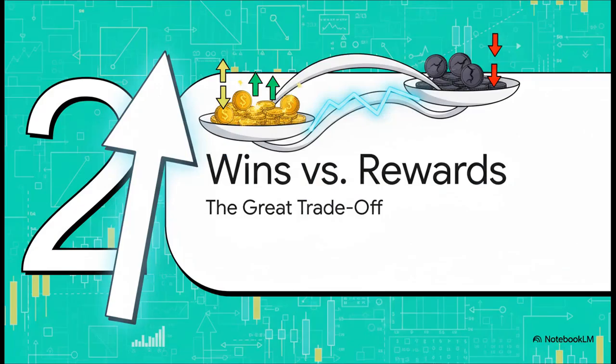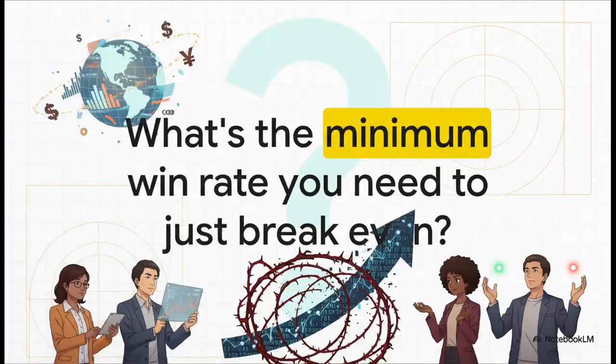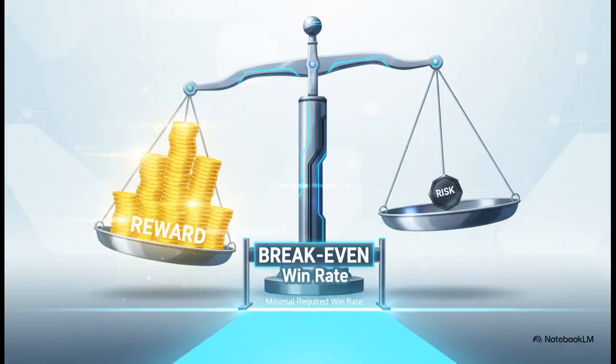So, let's build on that, because this leads us to a really crucial idea, a trade-off really. It's not just about how often you win. It's about the relationship between how much you win when you're right versus how much you lose when you're wrong. And this brings us to a really powerful question, one that can completely change your psychology around trading. What's the absolute minimum win rate you need to just break even? Seriously, answering this can free you from that emotional trap of feeling like you have to be right all the time.